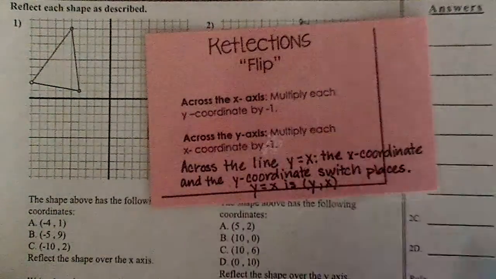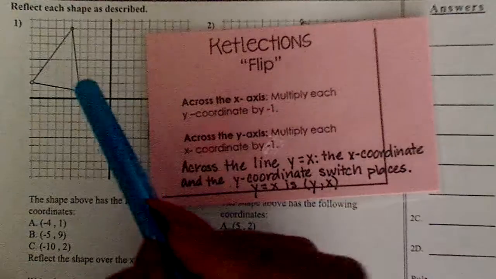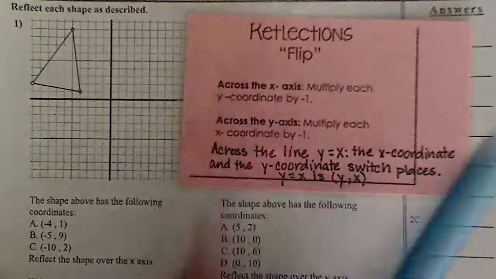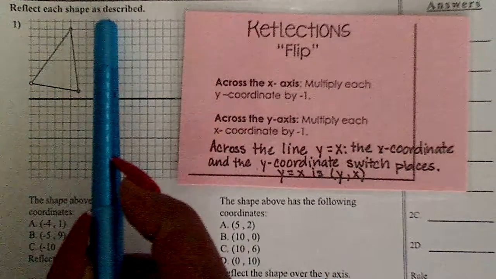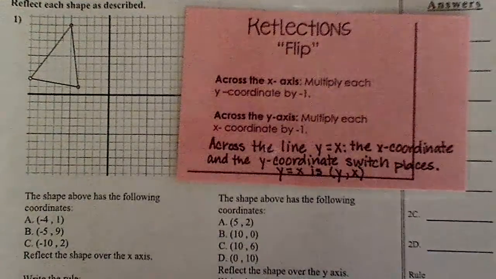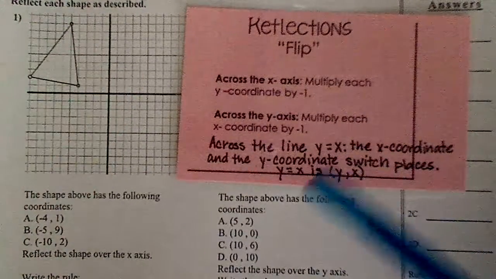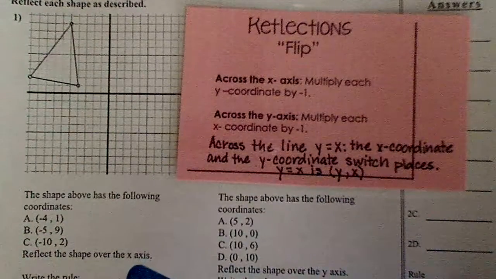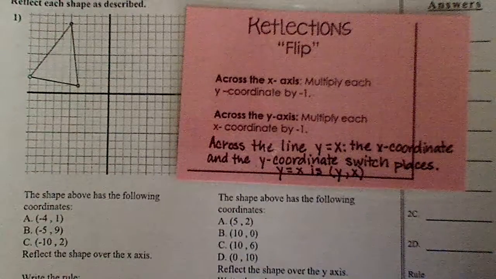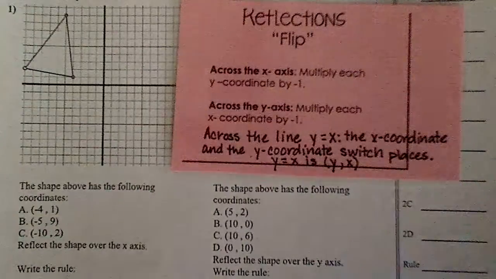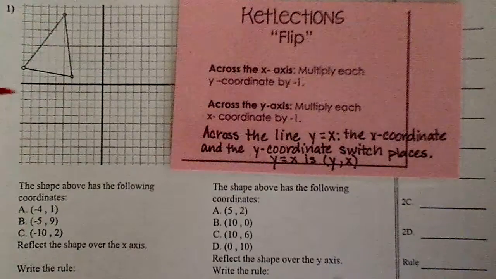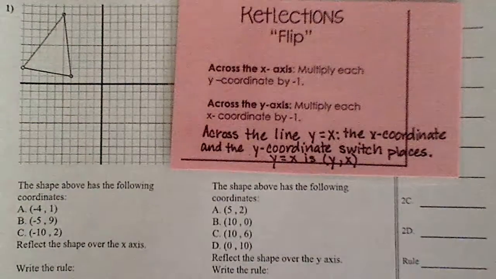So we're going to apply our reflection rules to the first problem. It says reflect each shape as described. So what we're going to do first is apply the rules to the coordinates. Then it'll give us our new coordinates. We're going to write those down, write our rule down, and then draw our new shape given our new coordinates, okay?